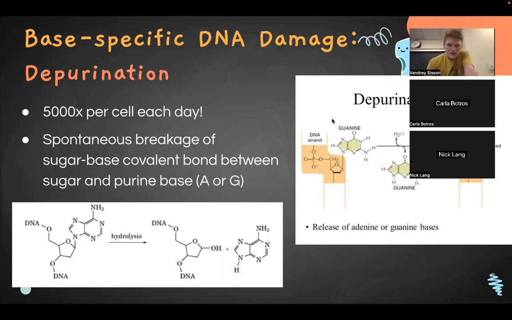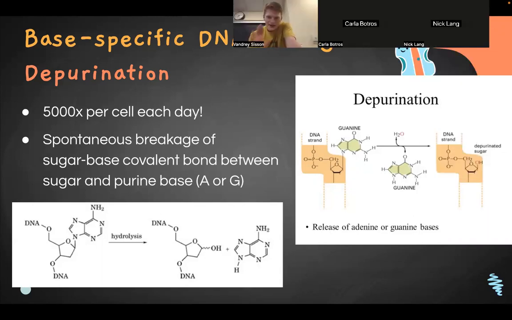And so there's two figures. The one on the right I like a little bit better. It's colored and it shows exactly what gets taken off. And you can see in the products, the depurinated sugar, its sugar-base covalent bond has been broken, so there's no more of that base on it.